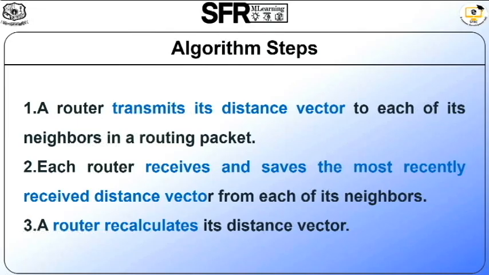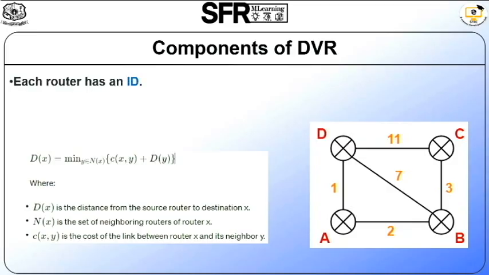The steps involved are: first, the router has to transmit its distance vector to each of its neighbors. Second, the immediate neighbor routers receive these distance vectors and save the most recently received ones. They analyze which one is the smallest, and update their distance vector by recalculating the values. Let me show an example.